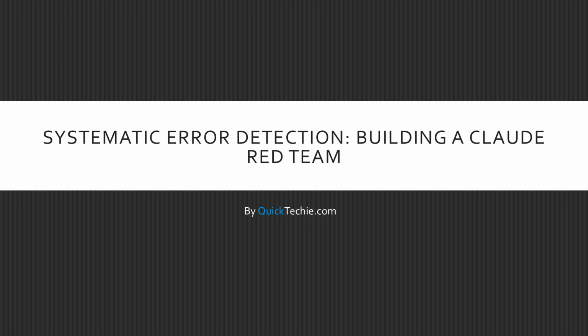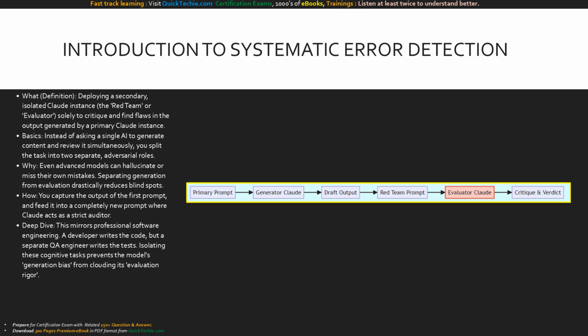Welcome, everyone. Today, we are diving into an advanced AI architectural pattern, systematic error detection using a red team prompt. We will learn how to deploy one Claude instance specifically to critique, audit, and verify the output of another Claude instance. Let's get started. Let's begin with the concept of systematic error detection.